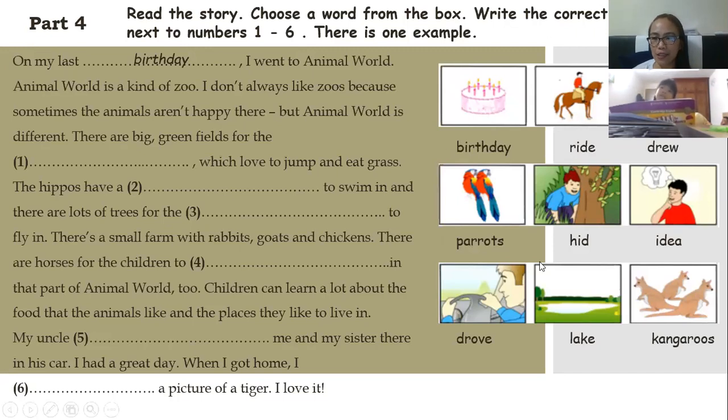Choose a word from the box. As you can see, there are many boxes in the picture. Write the correct word next to numbers 1 to 6. Before we go there, baby, let us read first the box. What's in the box? Birthday. Kangaroos. Okay, let's try it.